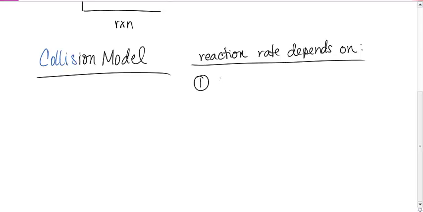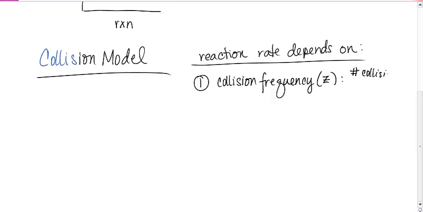The first one is what they call collision frequency. That's called Z, and it's essentially the number of collisions that occur in a certain amount of time. We said they have to hit often enough. So the higher the collision frequency you have, the more often they're hitting, the more likely they are to react. That's going to affect your rate. So that's the first thing.